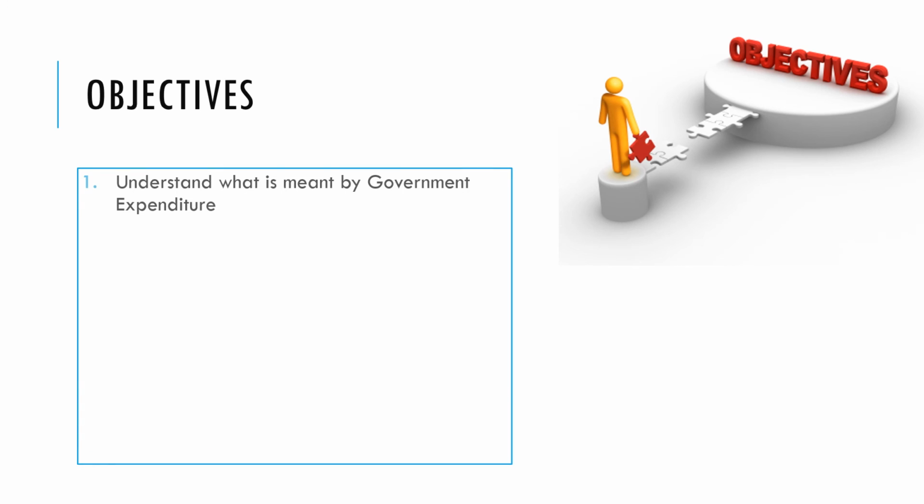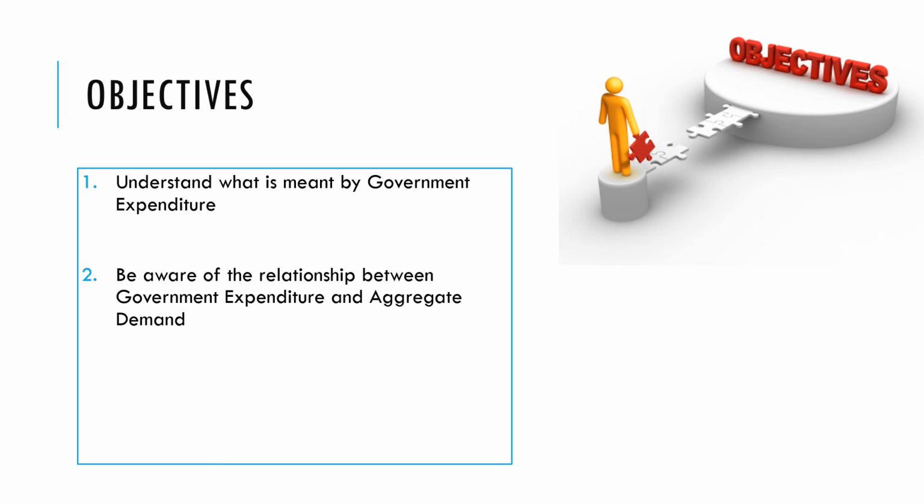So in this video, we've looked at what is meant by government expenditure. We've looked at the relationship between government expenditure, AD, and the circular flow of income. And then finally, we looked at the main influences on government expenditure, which were the trade cycle and the extent of fiscal policy. That's it.